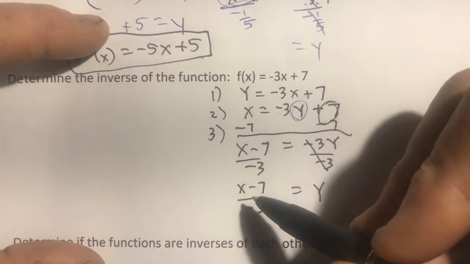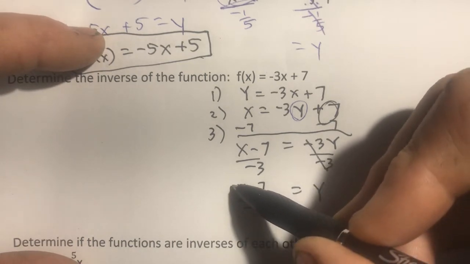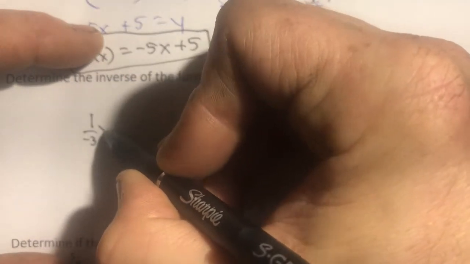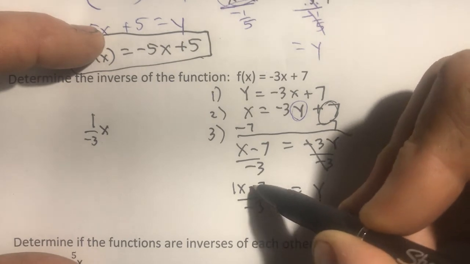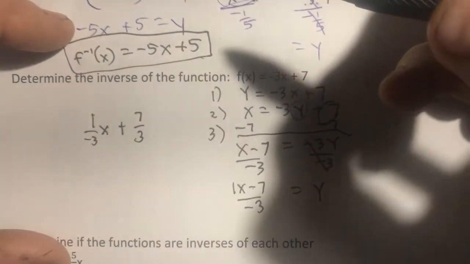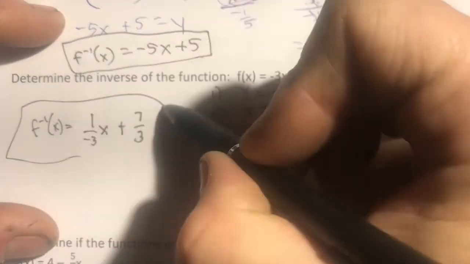Now what we can do here is split this up. So this is 1x over -3, so I have 1 over -3 with x, minus 7 over -3, which the two negatives will make a plus. And so there you go, there's my inverse right there. Or we could just leave it y. Sometimes we just leave it y. But that's the inverse right there.